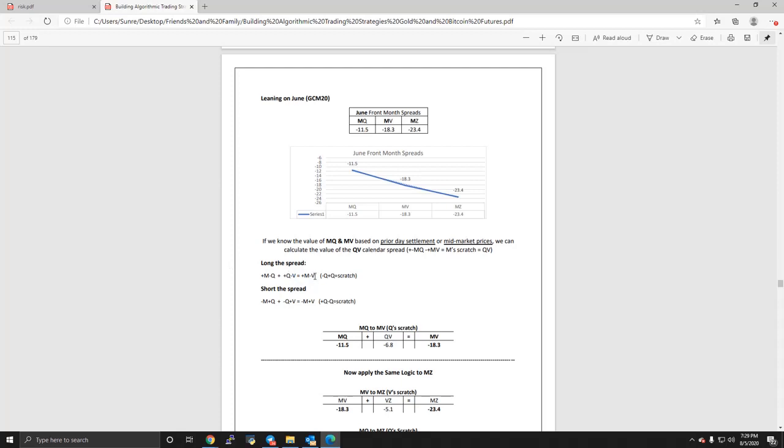So that means we are left with a long MV calendar spread position if we buy the MQ calendar spread and we buy the QV calendar spread. So this math is discussed in detail in the text. I suggest really poring over it until you're comfortable with how this math works out.